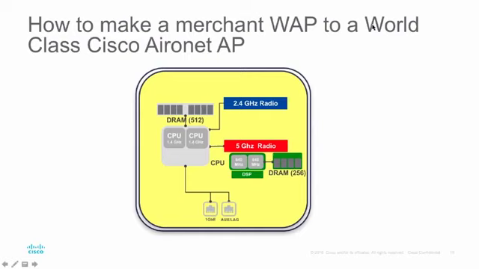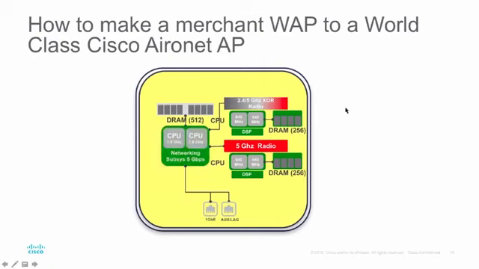2.4 gigahertz, our APs, the 2800s and 3800s, ship with what we call an XR radio, which is a Cisco innovation. No other AP manufacturer has this, and what that basically means is it's band unlocked, so it can assume the role of a 2.4 or 5 gigahertz radio. We also gave that radio its own CPU, memory, and DSP.